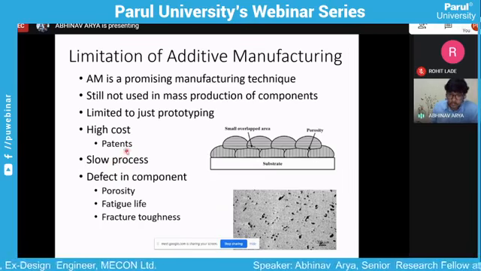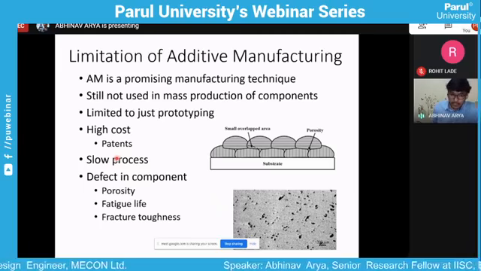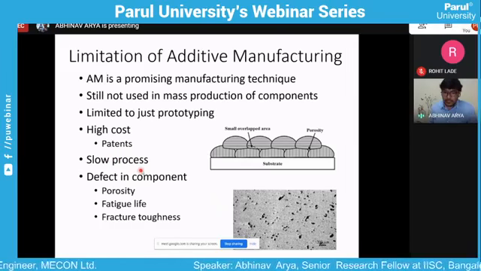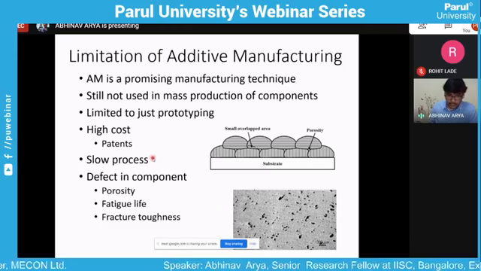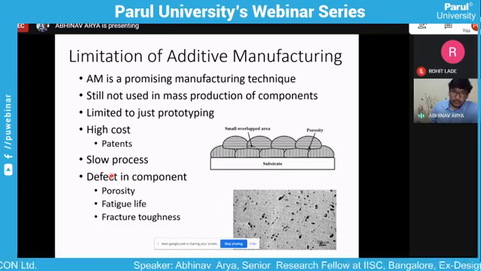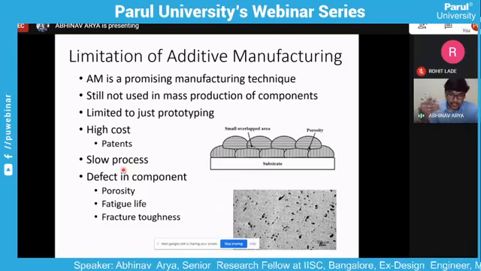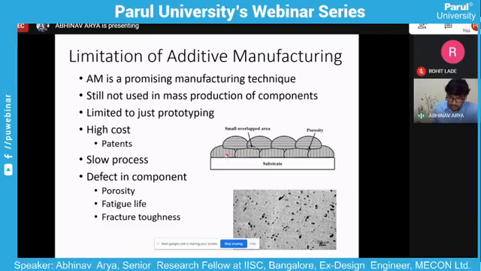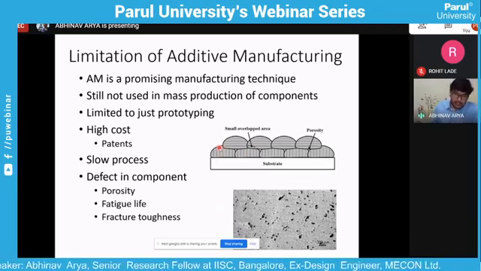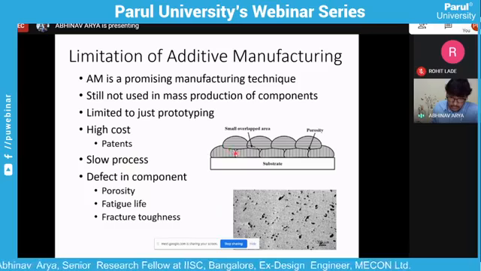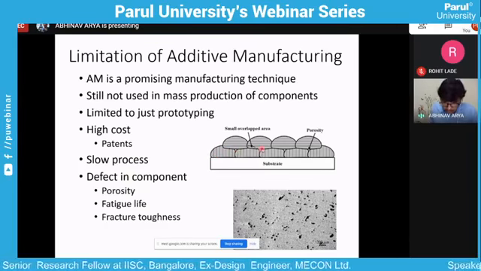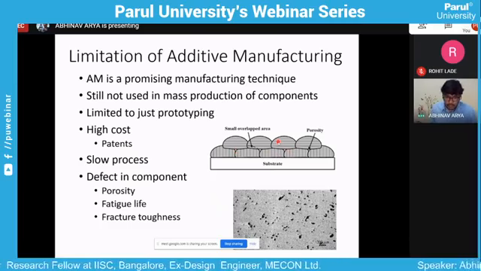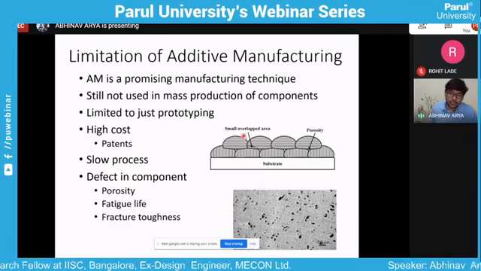All these things can be taken care of by further research, and further research will enhance these limitations. Then there are defects in the component. The 3D printed components that we get usually have a certain amount of porosity in them. Why? Because if I am doing, let's say, selective laser melting, SLM, then there will be small gaps left where the material will not be able to get.